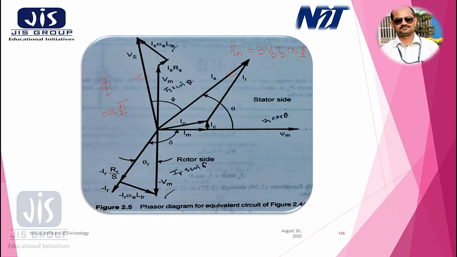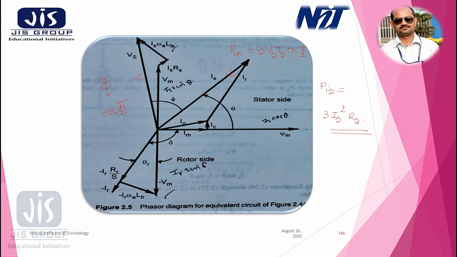Now what is my stator copper loss? Stator copper loss, we can denote it as Pcs. What is my copper loss? I square R, and this is 3 phase, so 3 I square R. The current is the stator current Is, so Is square, and the resistance is Rs, so 3 Is square Rs.